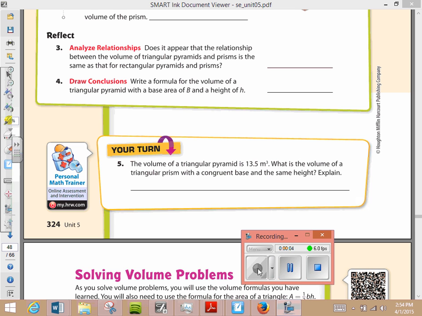So for this problem, what was your strategy? What did you do? Anybody? I'm pretty sure you did something. Why did you multiply the volume of the pyramid times 3?